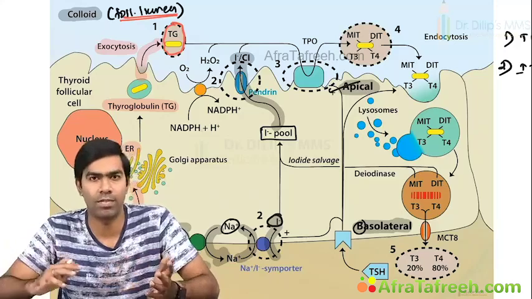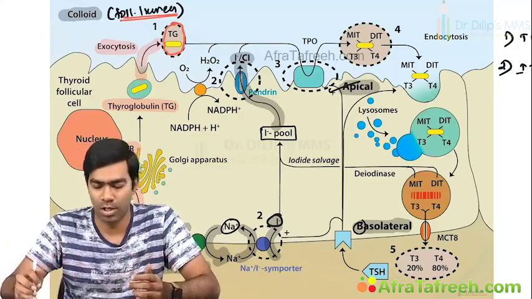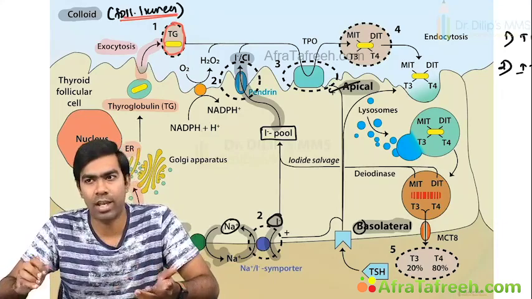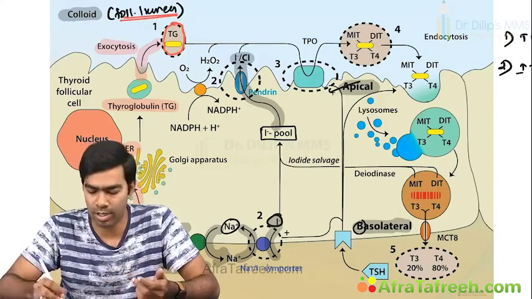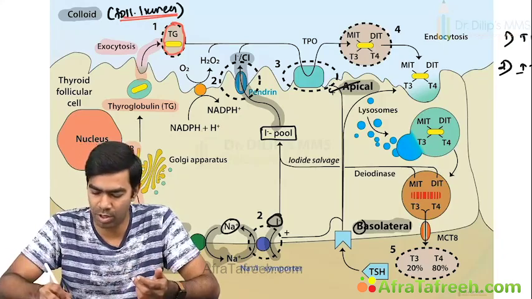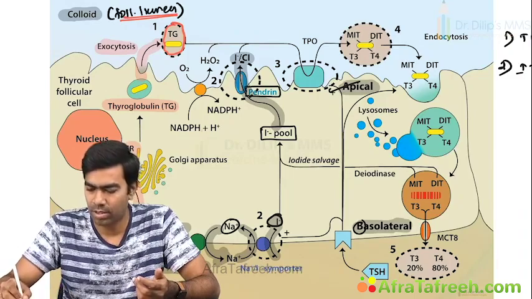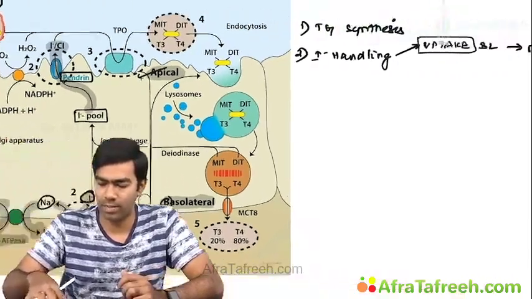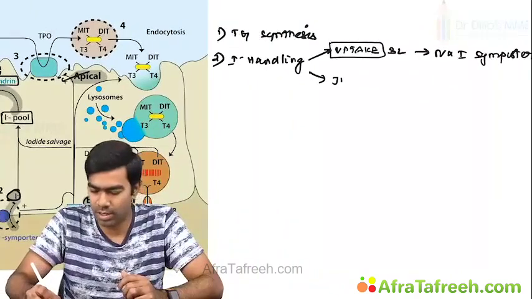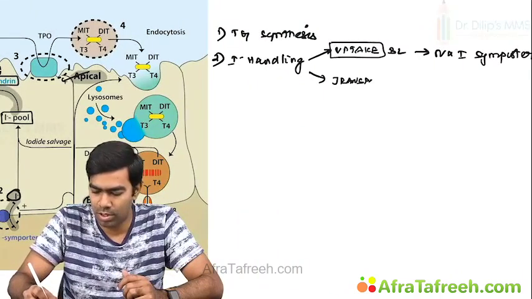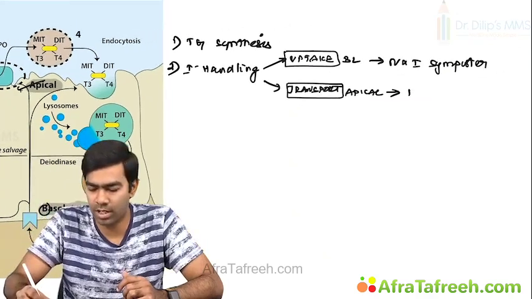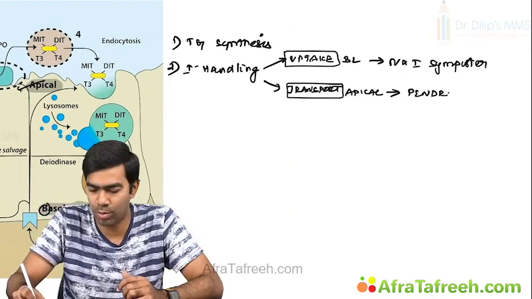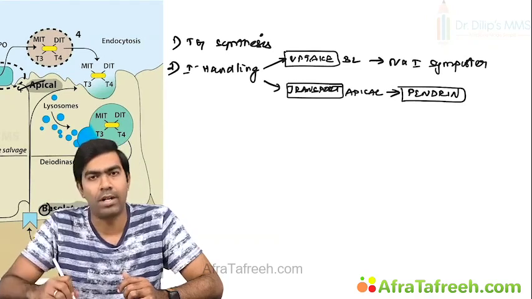Then only can it combine with the thyroglobulin and produce the thyroid hormones. So for this concentration of iodine in the colloid, they have to push the iodide out of the cell through the apical membrane into the colloid, and that process is done by a very, very important protein called pendrin. I can write here: the iodide transport through the apical side of the thyroid epithelial cell is done by a very important transport protein called pendrin.